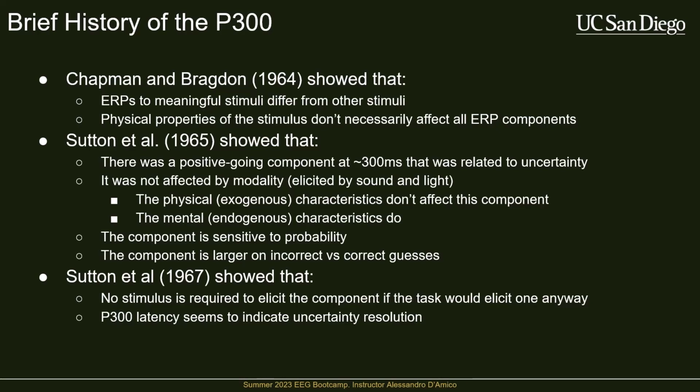I don't remember the complete details for this experiment, but I'm just trying to summarize all the bullet points. It seemed to be sensitive to probability, so how likely it was for that stimulus to have been shown in the first place. And the component was also larger on incorrect versus correct guesses. So if you had an ambiguous stimulus and you said, oh, it's going to be an A, and it wasn't A, then that would actually generate a smaller P300 than if you got that right. The reasons for that are somewhat complicated, but it's at least what they found in 65.